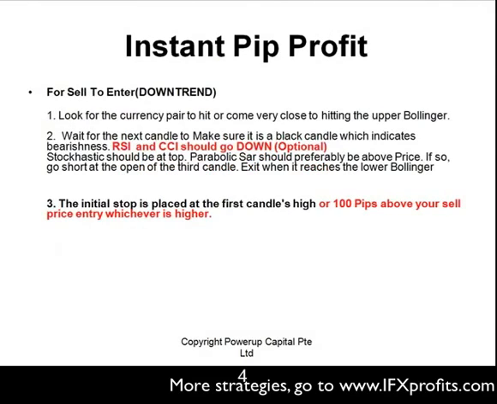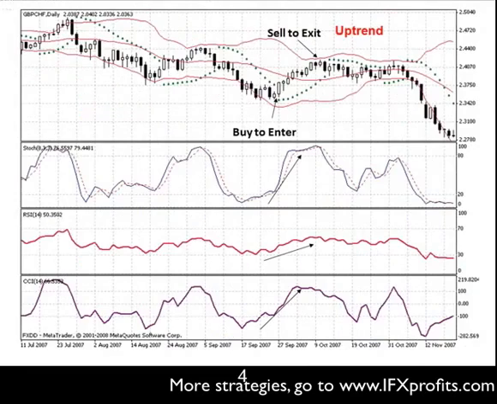Now let's look at an example with RSI and CCI. So again, this candle is at the lower Bollinger Band. The next candle is a white candle. Stochastics is at the bottom, which is 20, as you can see over here, and it's going up. RSI is going up, CCI is going up, and the parabolic dot, which was above, has now gone below. So you enter over here on the third candle. Then it reaches the top of the Bollinger Band. That's when you exit.